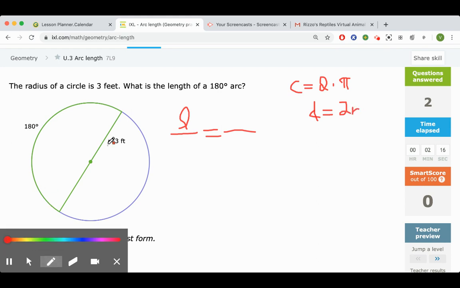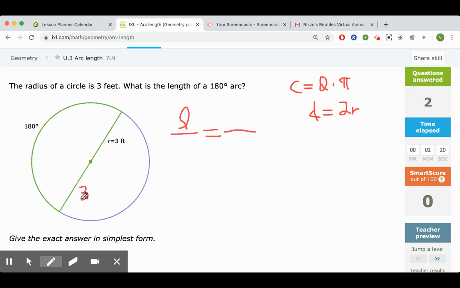So if the radius is 3, the diameter is 6. Because remember, the diameter is that segment or chord. It's a chord that goes through the center of the circle. Okay? So the diameter is 6. So if the diameter is 6, that means the circumference is 6 pi. Okay?